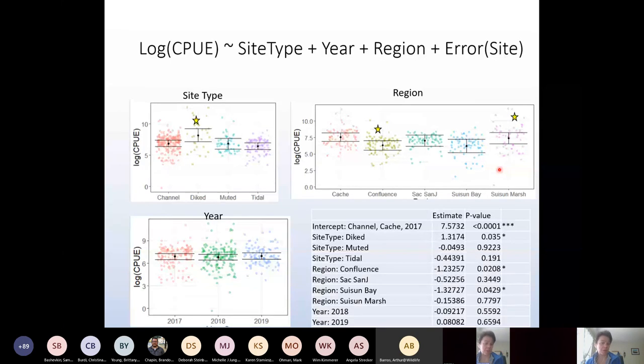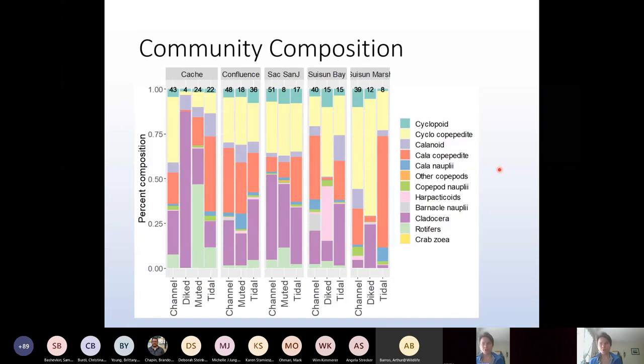So that's the total CPUE. Tells us what has higher catch overall. But let's look at community composition. So looking at the relative percent composition of different zooplankton taxa within these different habitat types.